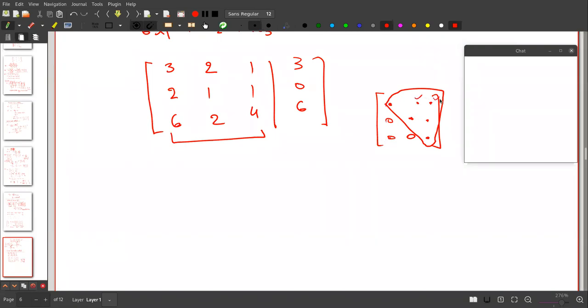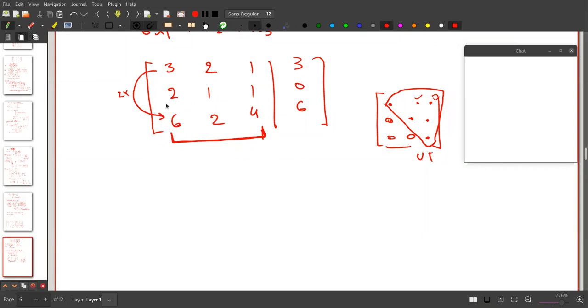Some one or two values may be zero, but all the entries below the diagonal are zero. So it's called the upper triangular matrix. We want to reduce this equation into upper triangular form. So how do we do it? We subtract this from this by multiplying by 2.